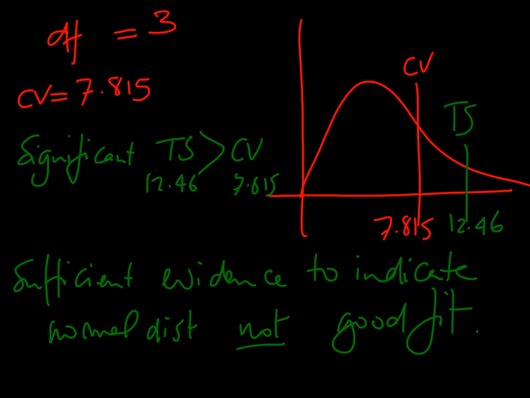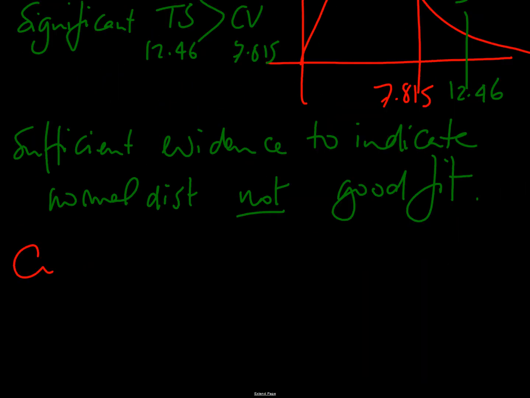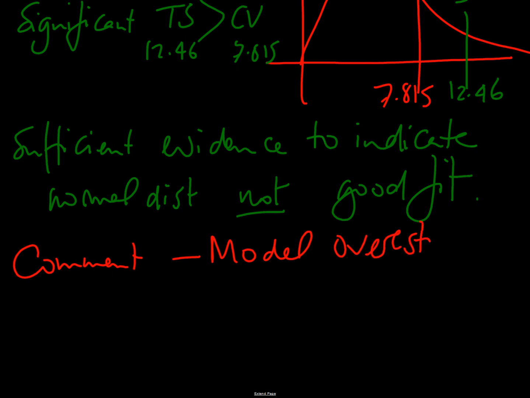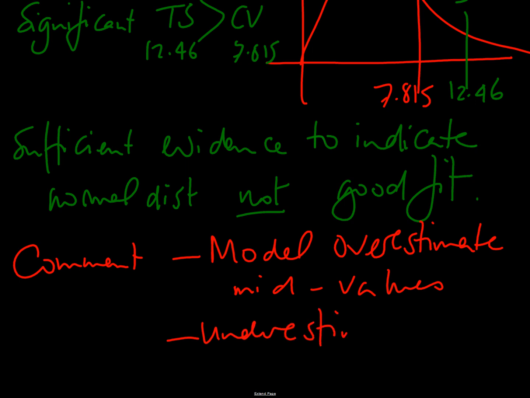So what we would comment on here, if you were asked to comment, I'd be saying the model overestimates the mid values, and you can put the ranges in there, and underestimates the end values. So that's that one. And that's where you get your marks. You probably get a couple of marks there for comments, and each one of those for the process.